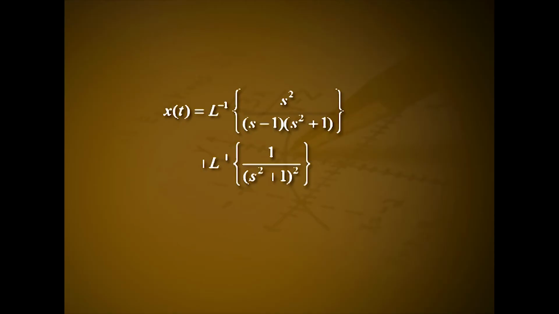Taking inverse Laplace transform, we get x of t is equal to L inverse of s² divided by (s minus 1)(s² plus 1) plus L inverse of 1 divided by (s² plus 1) whole square. That is equal to 1 by 2 into e raised to t plus cos t plus 2 sin t minus t cos t.